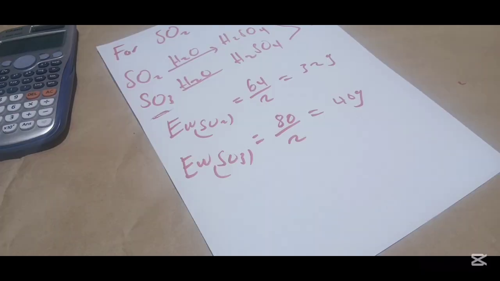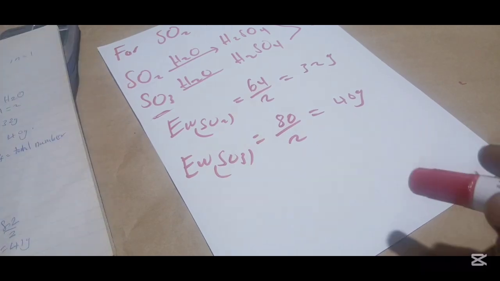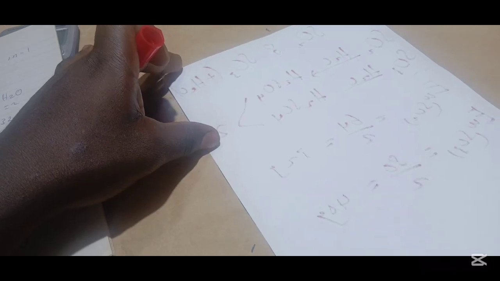So once we are okay with this, just familiarize yourself with all this and you'll be fine. So what about phosphorus compounds? How do we find the equivalent weight of a phosphorus compound?